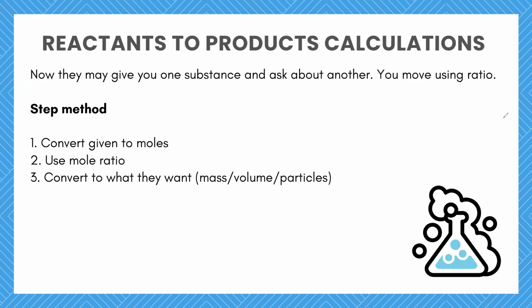So moving on, we have a scenario playing out. Now, they may give you one substance, okay, and ask you about another. How do you do that? You simply move using something that is called the mole ratio. The mole ratio. And I'm going to show you exactly how that can be done. So we have a step-by-step guide that shows you how this can be executed. The first thing to do would be to convert the given value into number of moles. And then you use your mole ratio and then you convert what you obtain into what they want.